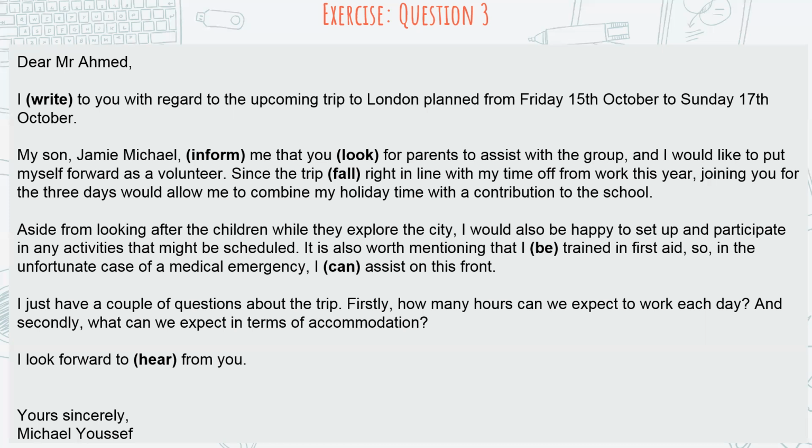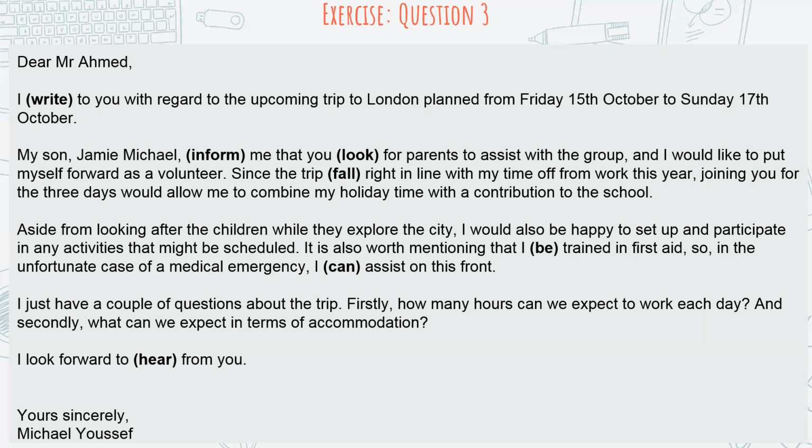Okay, aside from looking after the children while they explore the city, I would also be happy to set up and participate in any activities that might be scheduled. It's also worth mentioning that I am trained. Of course, trained is an adjective, but you have to use the correct verb form here: I am trained in first aid. So in the unfortunate case of a medical emergency, I could, not I can, I could, because it expresses willingness to do something, I could assist on this front.